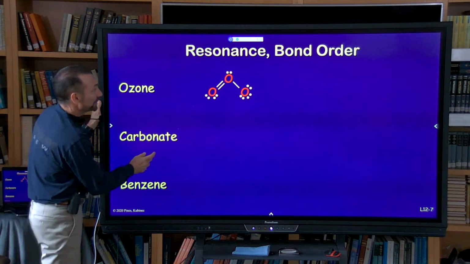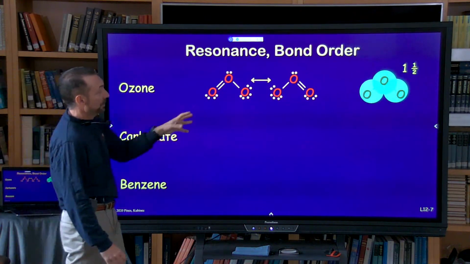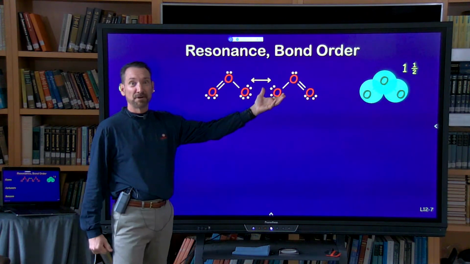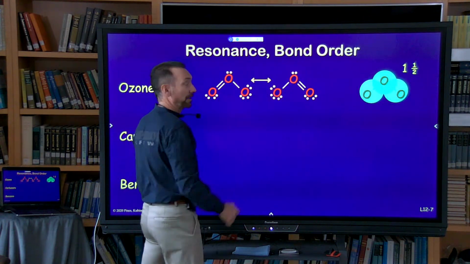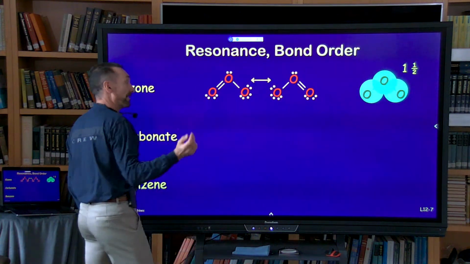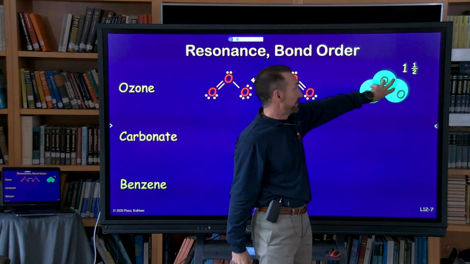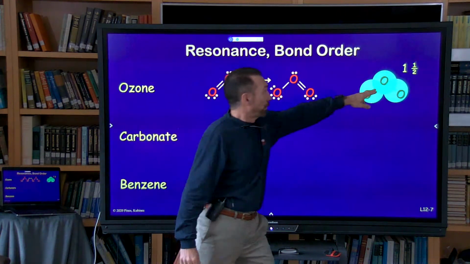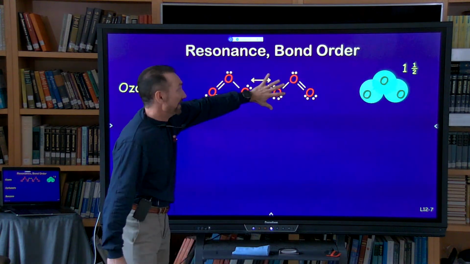So let's talk about something we call resonance and bond order. As we're looking at Lewis structures, we'll see this very quickly, that there's often several ways to write the same thing. In this case, this ozone molecule, O3, the double bond could be there or there. The actual molecule, the bonds are the same. They're indistinguishable because there's quantum mechanics, there's wave functions overlapping here. This is not what's happening in reality.